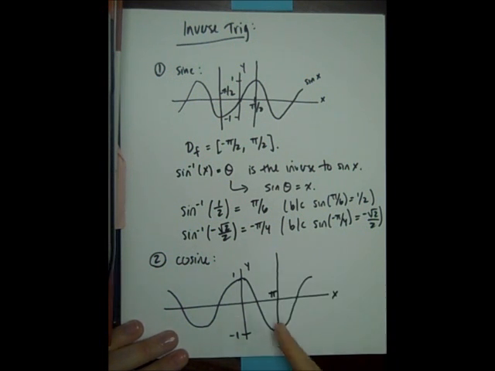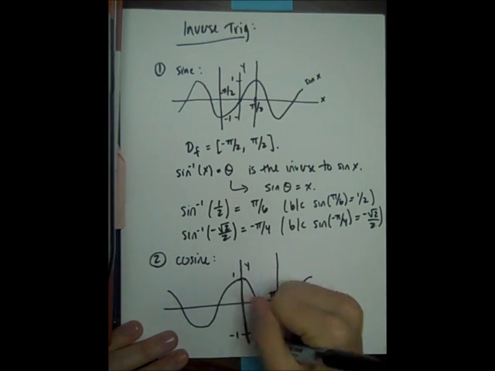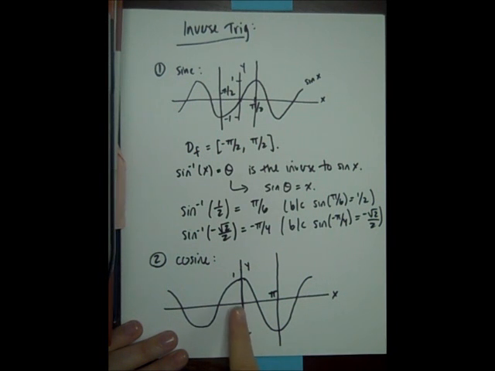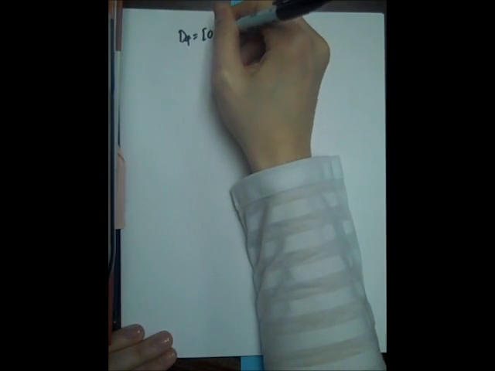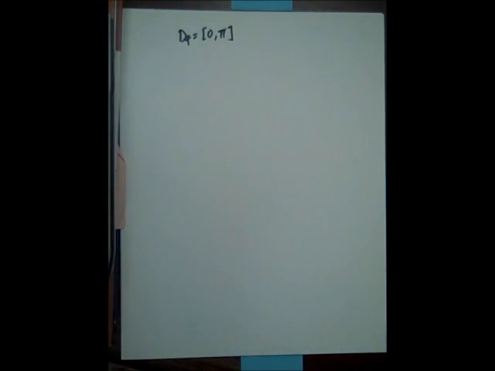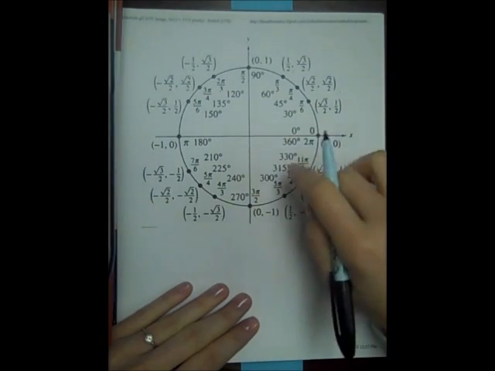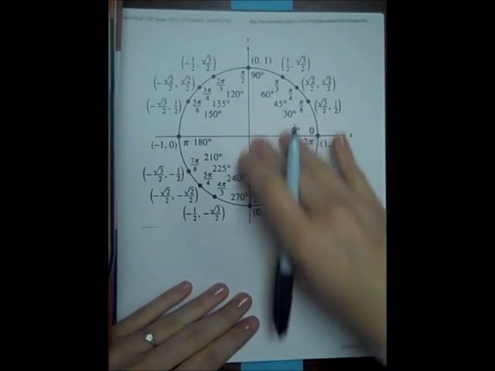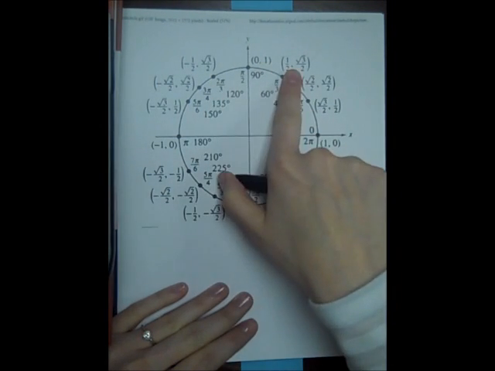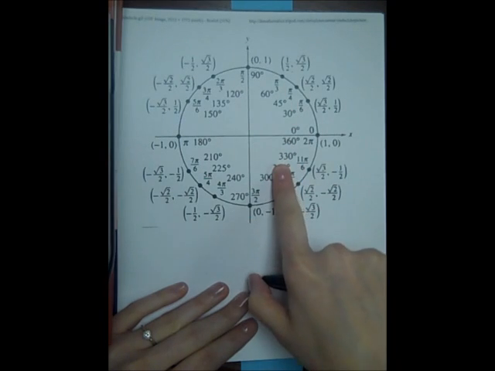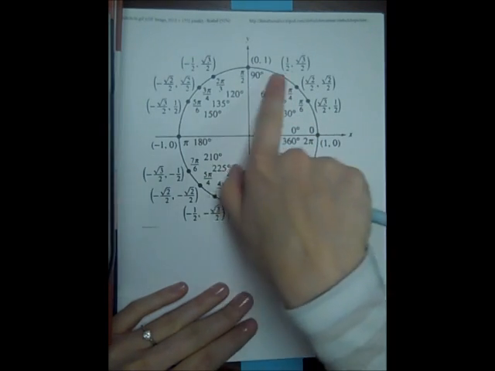This piece, or this point, corresponded to where I got pi. So I'm only going to look at the domain between 0 and pi. So I'm going to restrict the domain to be 0 to pi. What does that mean as far as my unit circle goes? For sine, I restricted it to negative pi over 2 to pi over 2, which was the right-hand side. Now I'm restricting cosine to 0 to pi, so this is the top half of the circle. So sine inverse, you look at the right half. Cosine inverse, we're going to look at the top half.